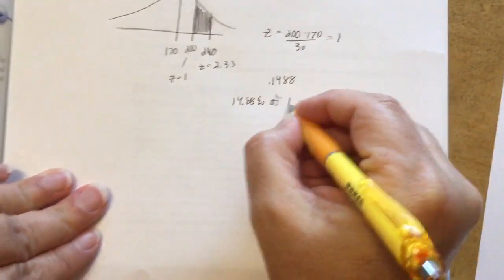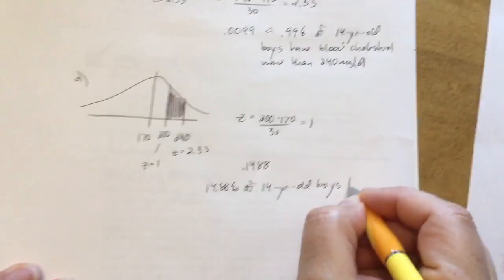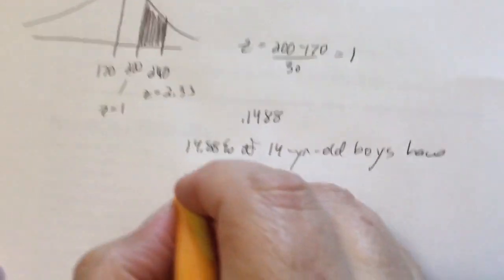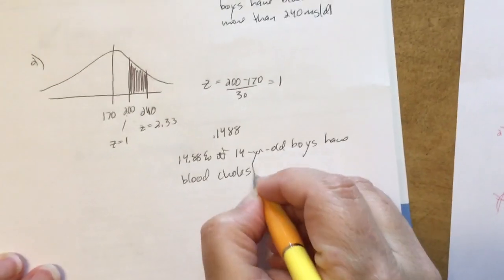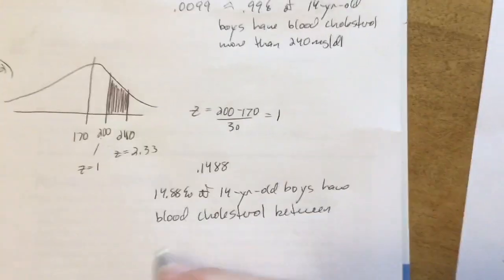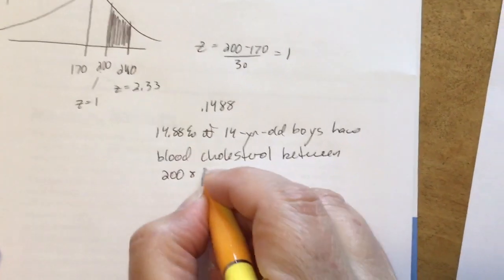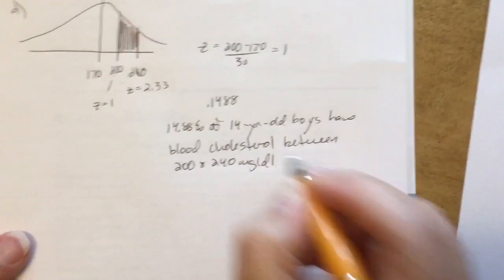Okay, so I would say about 14.88% of 14-year-old boys have between 200 and 240 milligrams per deciliter.